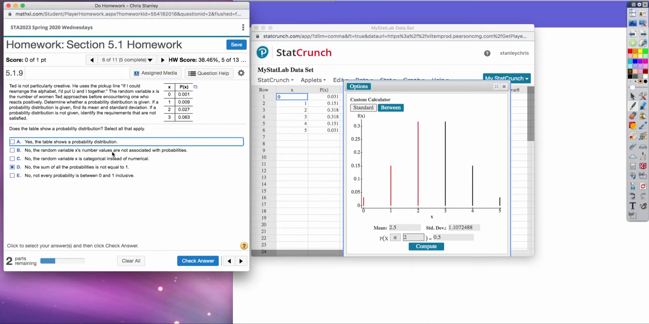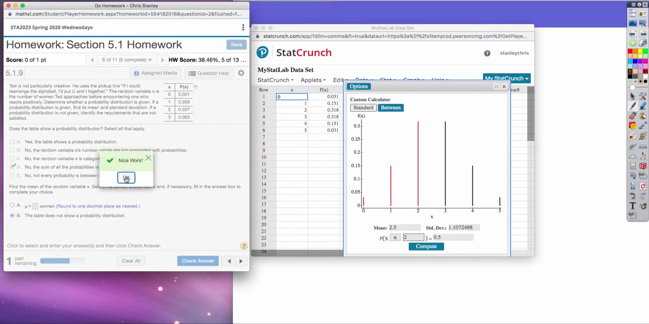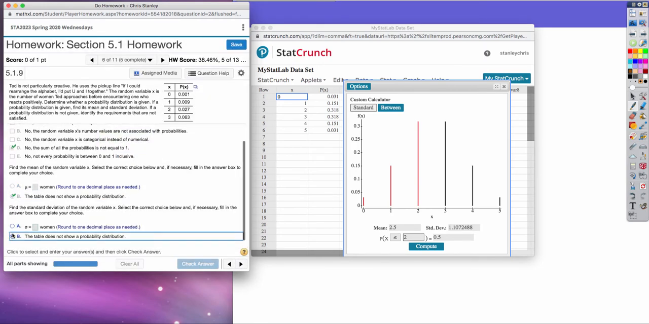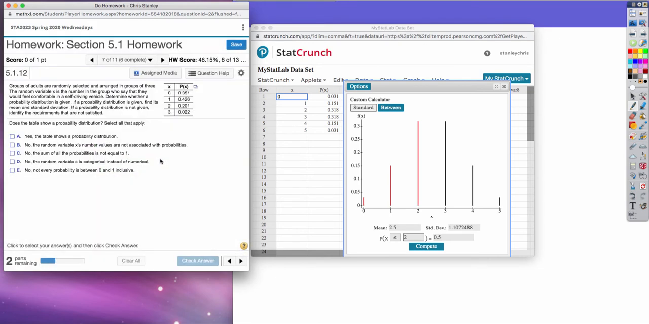Okay, they're associated with probabilities. Number of women, that approach is okay. I think this is right. Let's go with not that. Very nice, easy one. So if they don't add up, you can't do any of this stuff.